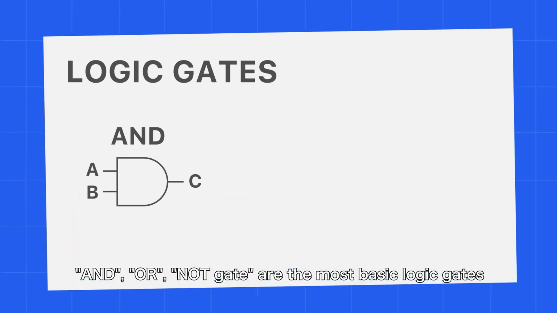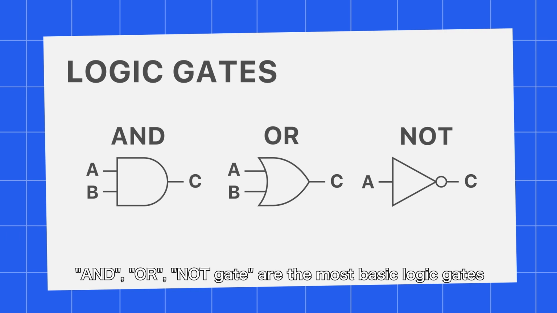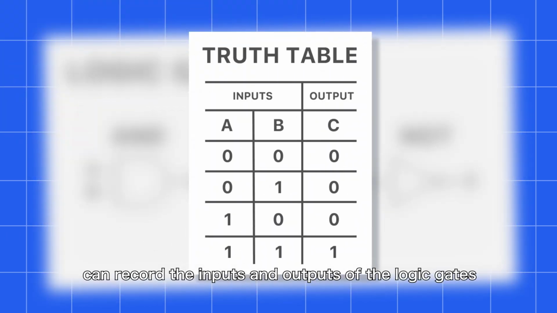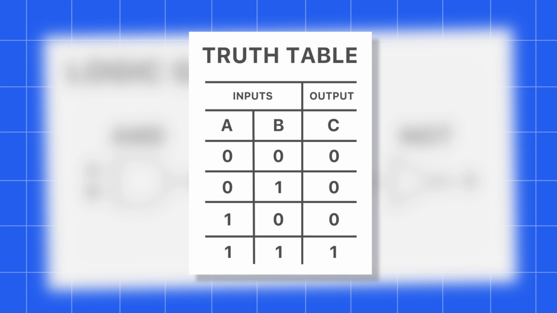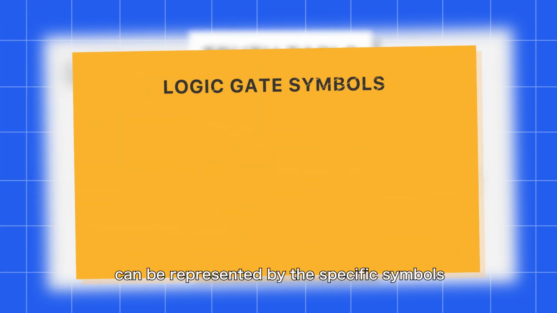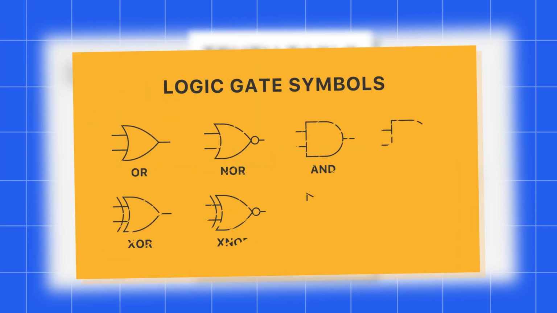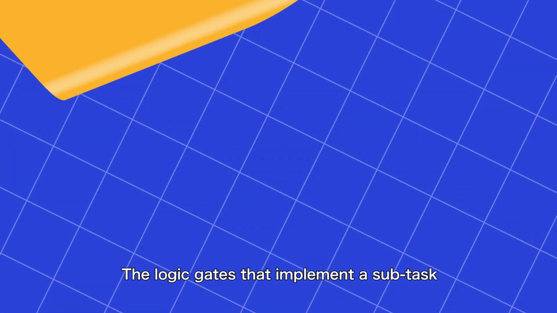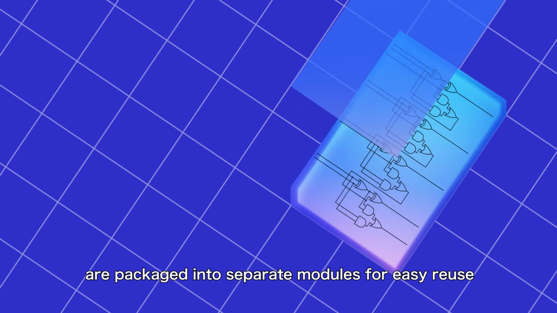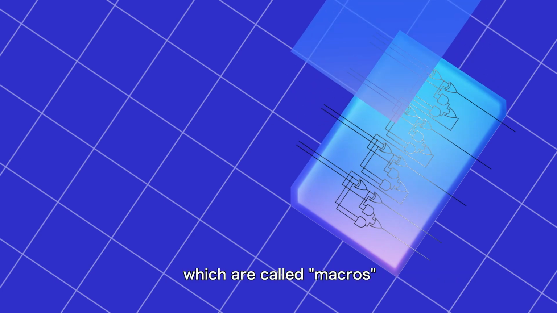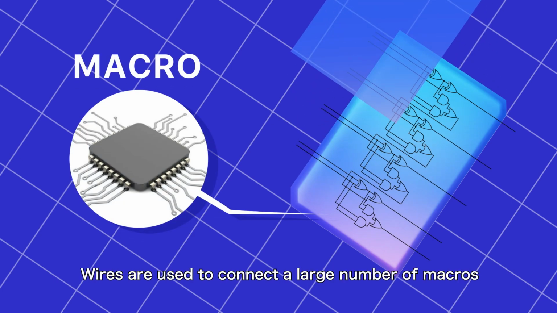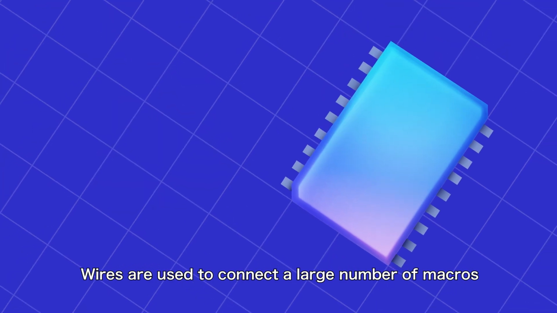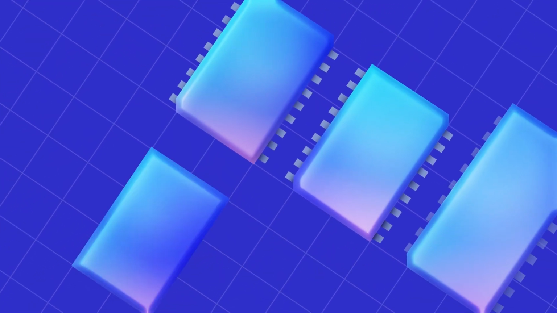AND, OR, NOT gates are the most basic logic gates. The truth table can record the inputs and outputs of the logic gates. Different logic gates can be represented by specific symbols. The logic gates that implement a subtask are packaged into separate modules for easy reuse, which are called macros. Wires are used to connect a large number of macros with different roles on a chip.